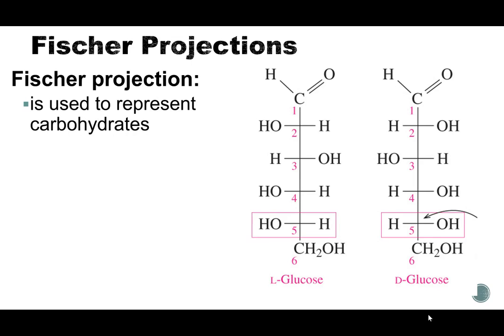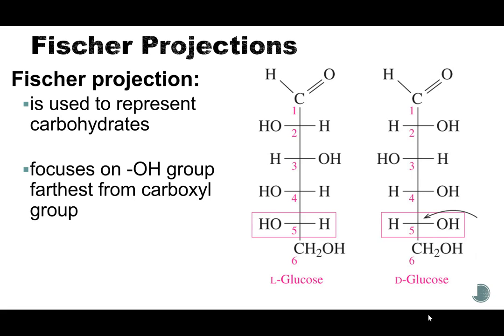So Fisher projections, you'll see this word probably in your textbook, maybe in some of your homework. Fisher projection is just a fancy word for we're looking at the straight line. Haworth projections are going to be the circles. So Fisher is just the name for these elongated chains.